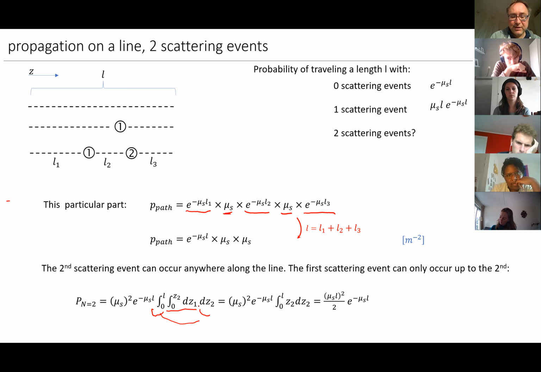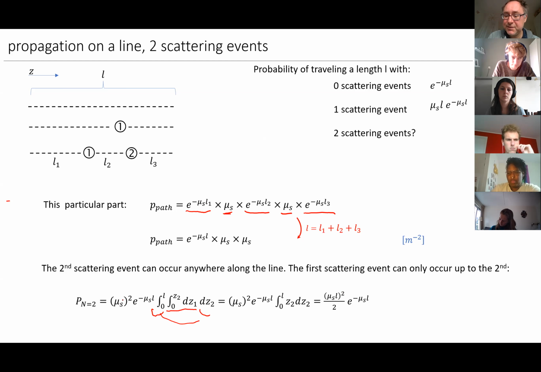Of course, these are again integrals over Z1 and Z2 in this case, the segments where the first or the second scattering event can occur, and everything in front of this integral just behaves as a constant as far as the integral is concerned. So we can first calculate the integral from 0 to Z2 of Z1. That gives us simply Z2, and then we have to integrate from 0 to L. That gives half L squared, which can be combined with the mu s squared that we already had.